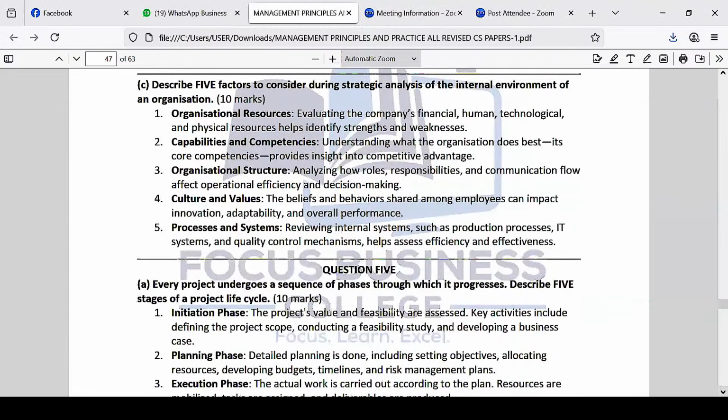Now, the next question here is: describe 5 factors to consider during strategic analysis of the internal environment of the company. So what factors do you consider during strategic analysis? We are not talking about just analysis, we talk about what? Strategic analysis of the internal environment of the company. Factors, we talk about what? We talk about the internal environmental factors that we look at.